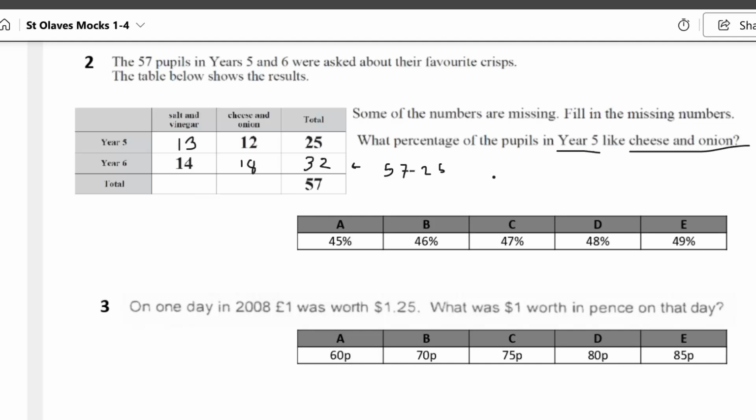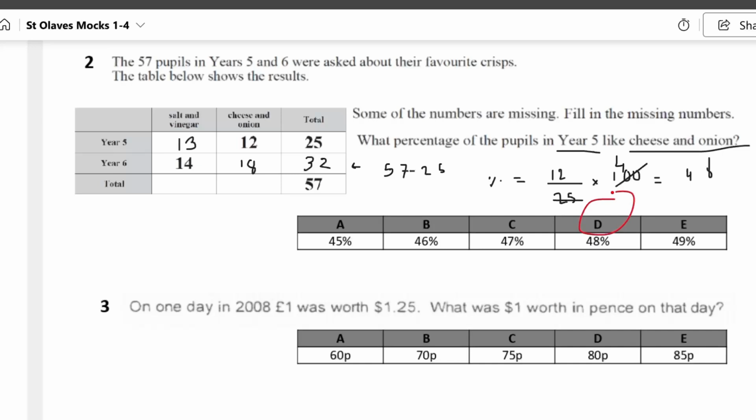Yes, we do. So percentage is equal to cheese and onion, which is 12, over total year 5 students, which is 25. So I think we didn't even have to work these out. So save yourself time if you can. Multiply that by 100 to find out percentage. 25 goes into 100 4 times. 12 times 4 is 48. Therefore, do we have one of our solutions? Yes, we do. Our answer is D.